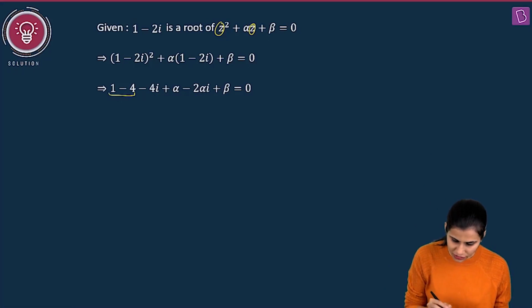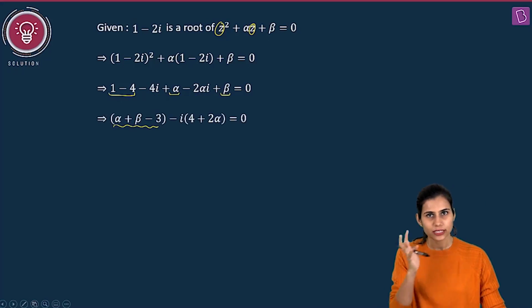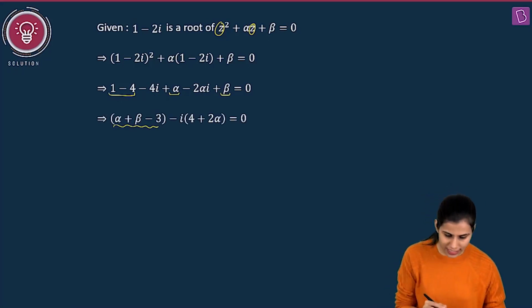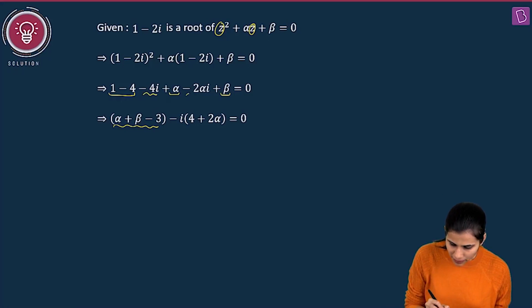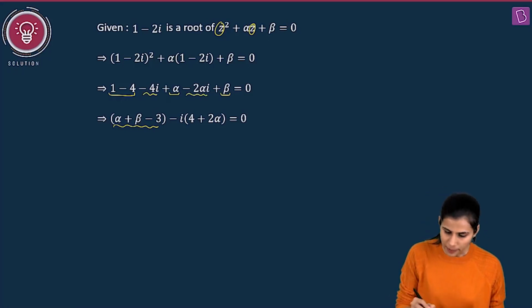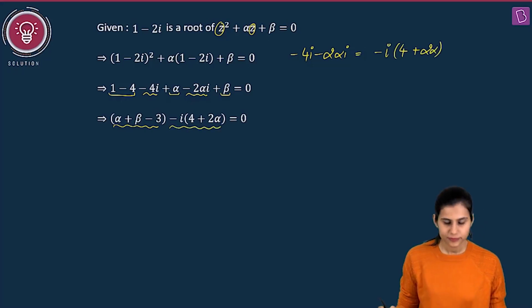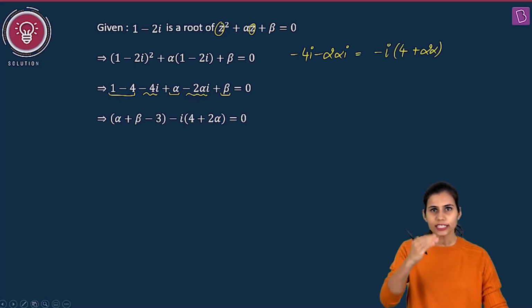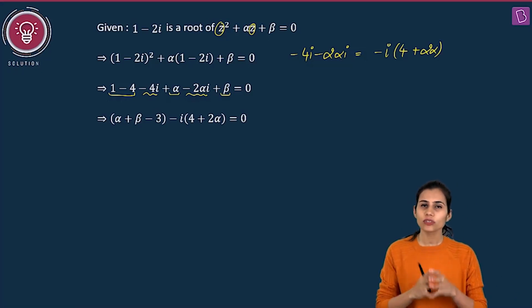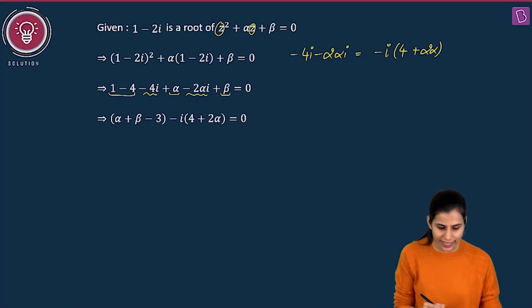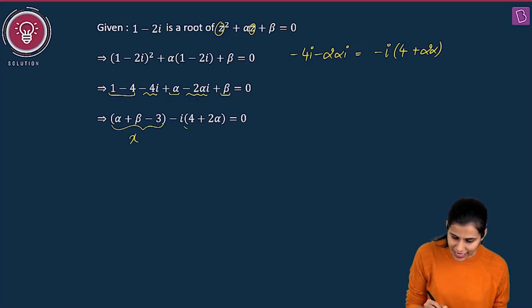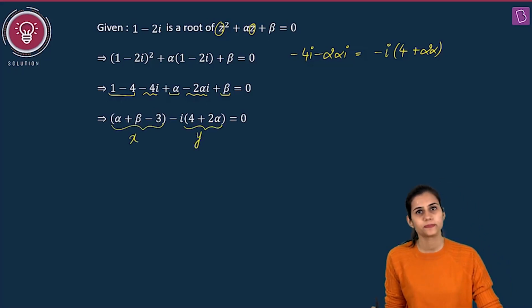1 minus 4 is minus 3 plus alpha plus beta, or alpha plus beta minus 3. Club them together. This is the real part. And minus 4 iota minus 2 alpha iota is the imaginary part, which on resolving gives you minus iota into 4 plus 2 alpha. Yes, so my left hand side actually dissolved to be a complex number which I wrote in the standard format of x plus iota y, wherein x represents the real part and y represents the imaginary part.